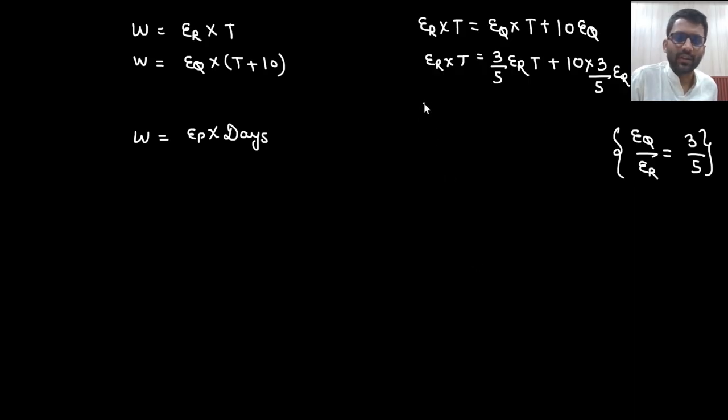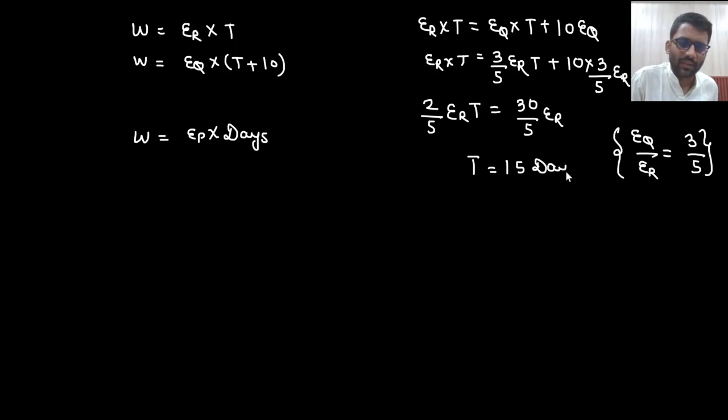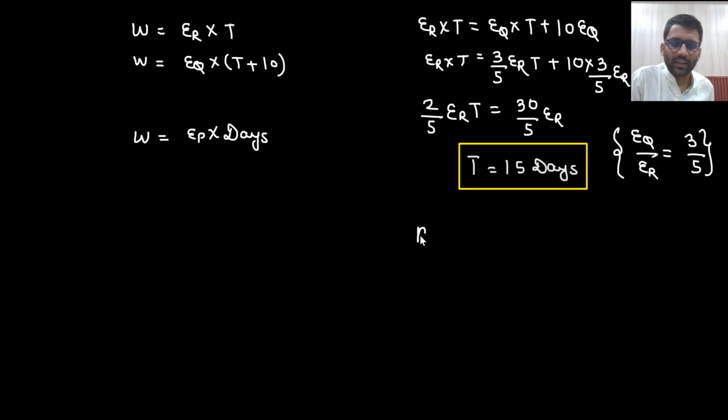So no issue about that. So 2 by 5 of efficiency of R into T is equal to 30 by 5 of efficiency of R. So time T we are getting is 15 days. And what is T? R takes 15 days to complete the work. This is what we got to know.